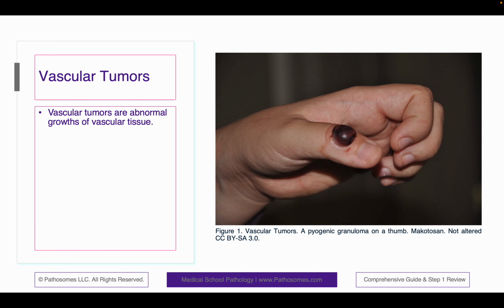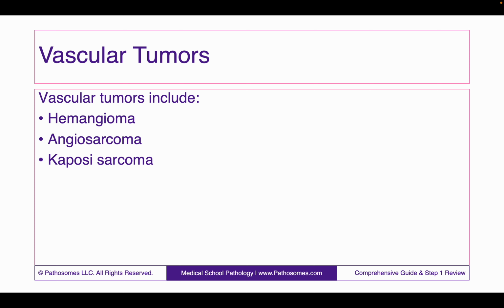Now, vascular tumors. Well, what are vascular tumors? Vascular tumors are abnormal growths of vascular tissue, like we see on this pyogenic granuloma on the thumb. Key vascular tumors for your level include hemangioma, angiosarcoma, and Kaposi Sarcoma. Those are the three that you must know.